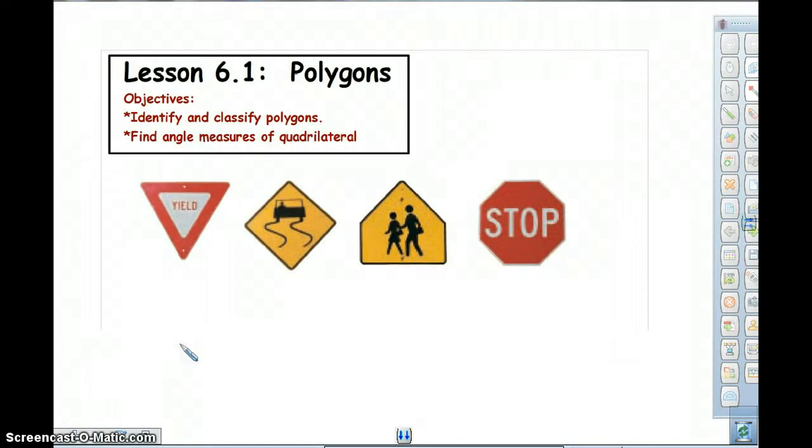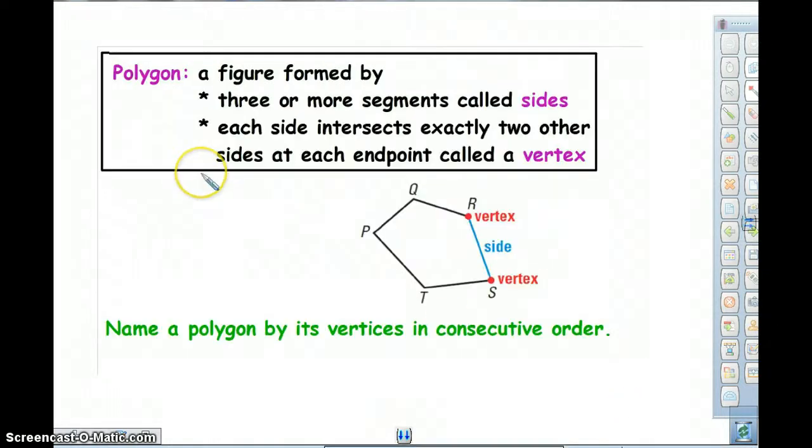Today we are talking about polygons. We are going to identify and classify polygons, and we will also be able to find angle measures of a quadrilateral when we are finished. So if you turn to page 1 of your notes, this is the first slide. We will flip over to the second one.